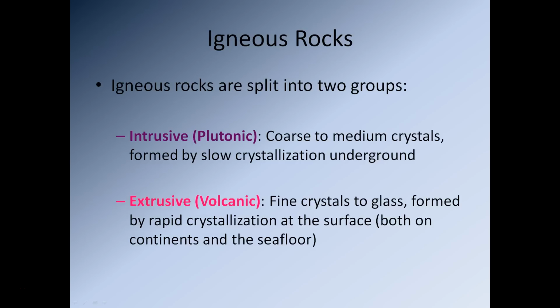Then we have extrusive or volcanic igneous rocks. They have very, very fine crystals all the way to glass. That's when there are no crystals at all. They're formed by rapid crystallization, very rapid cooling, at the Earth's surface, and they occur both on the continents and on the sea floor. So typically when we think of volcanic rocks, our mind instantly goes to volcanoes on land. We think of volcanoes like Mount St. Helens or Vesuvius. However, we have to always remember that a lot of volcanic rocks, a lot of magma, a lot of lava is actually erupted onto the sea floor, and we never see it taking place, but nevertheless it is happening.